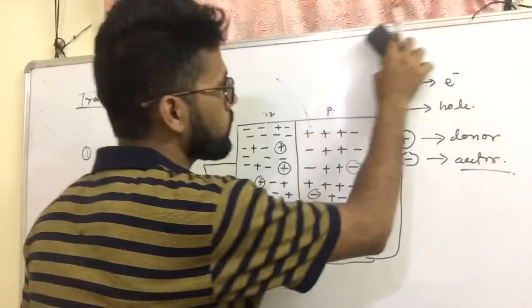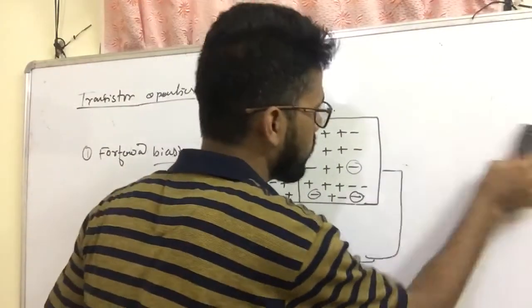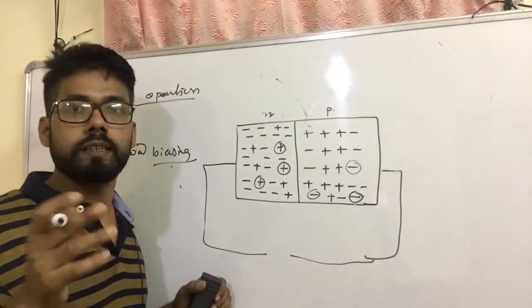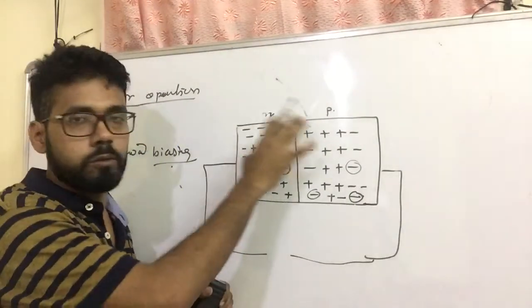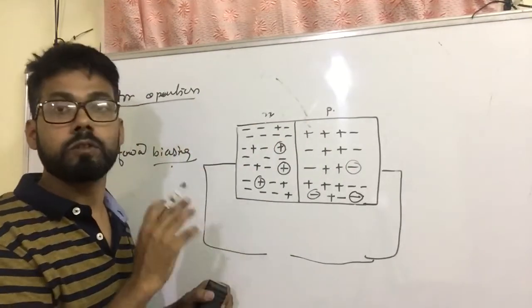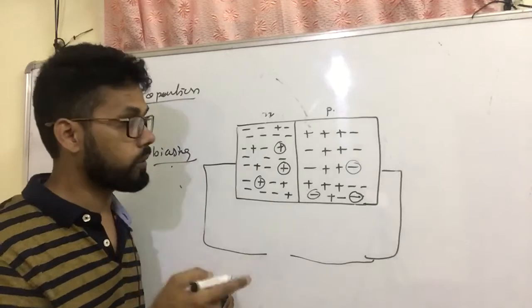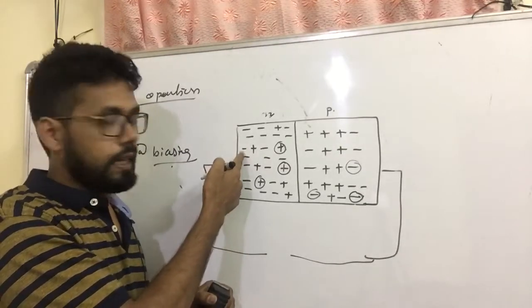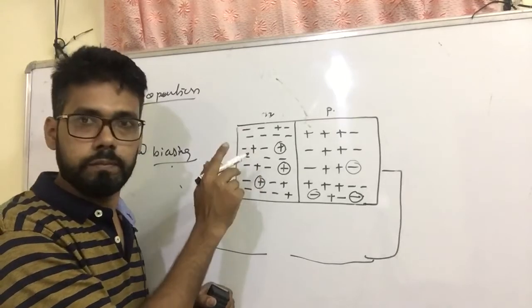Now I am focusing on the mechanism. Now I have to apply these two conditions. One is without application of voltage. This is without application of voltage, this is the structure. And now I am going to apply forward bias. Why is it called forward bias? You see, this side has majority electrons, and minority holes.